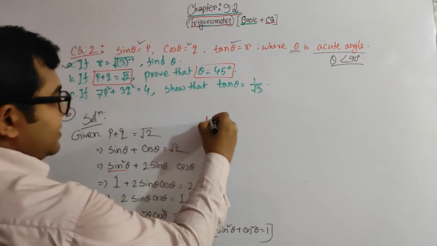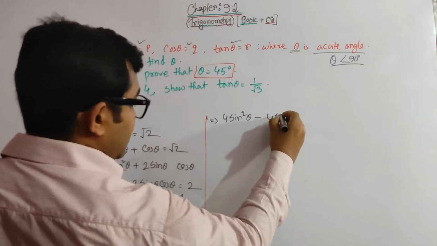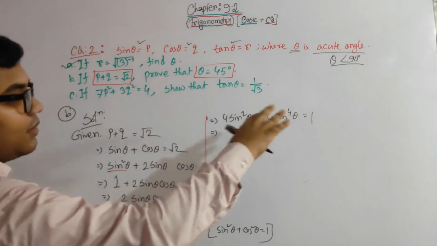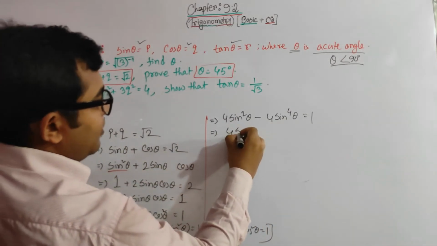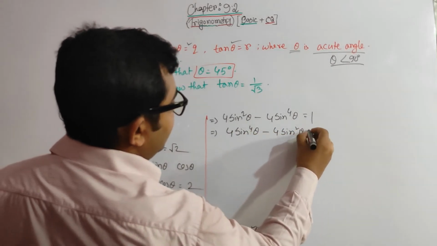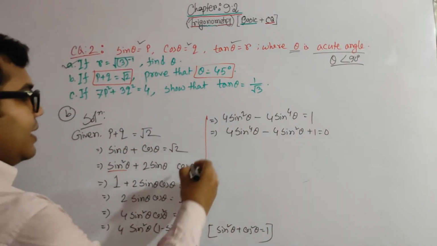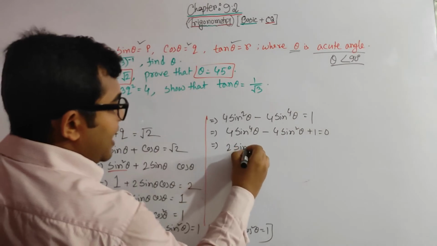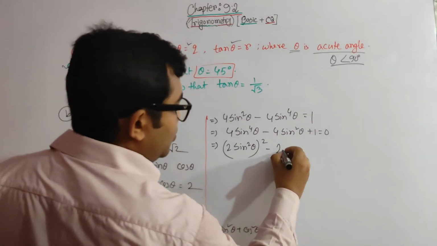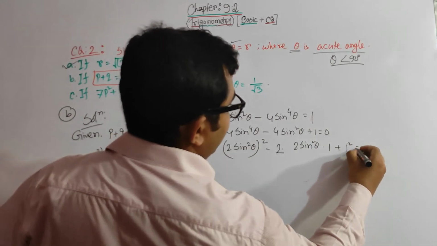This can be written as 4 sin²θ − 4 sin⁴θ = 1. So all of it should go to the right side. We will get 4 sin⁴θ − 4 sin²θ + 1 = 0. Here we may go for the (a − b)² formula, that is (2 sin²θ)² − 2ab + b² = 0, that means a² − 2ab + b² = 0.